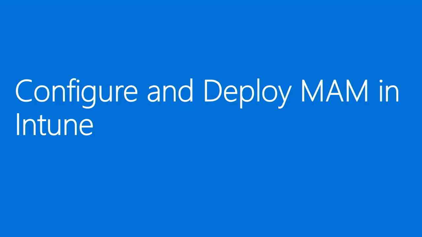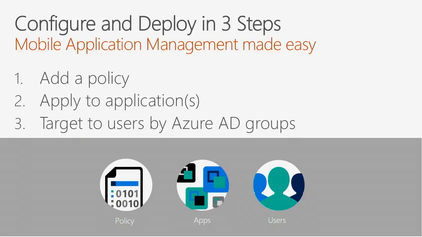Right. Okay, so we're going to go into configuring and deploying now. As mentioned earlier, we are doing all of this stuff in the Azure portal. And it's pretty simple to implement. Basically, 3 easy steps. We add a policy, we apply that policy to the application, and then we bundle that whole lot up and we target it to a user group. Now, the user group is already in Azure AD.